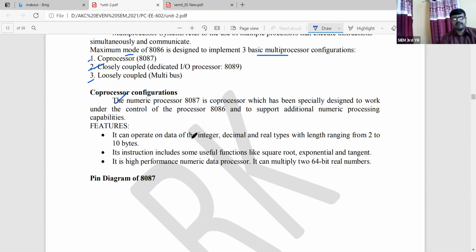So the co-processor configuration is the starting point. Initially, the numeric processor, that is the 8087, is a co-processor which has been specially designed to work under the control of the processor 8086. So we can see that it is an integral part of the 8086 processor. And which kind of processor is this one? This is called the numeric processor.